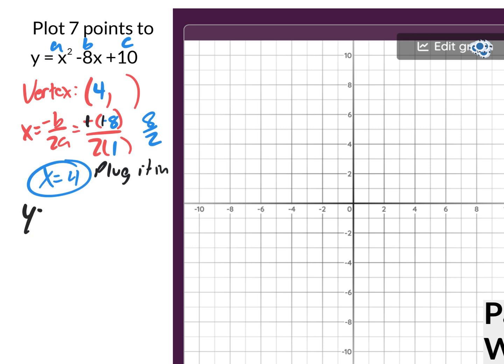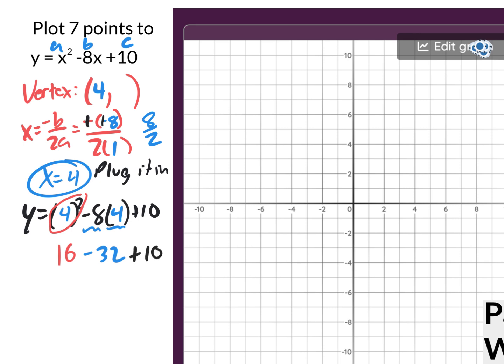The original equation reads y equals x squared minus 8x plus 10. And you are plugging in that blue 4 that is the x value. When you do the math, you could either type it all in on a calculator or do it as I'm doing it right here. Exponents first. 4 squared 16. There's no negative in the front, so that's just a regular 16. Then you move on to multiplication. Negative 8 times 4 is negative 32. Then you could bring down the plus 10.